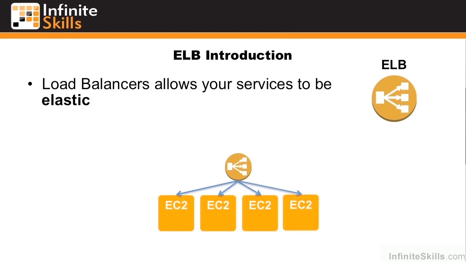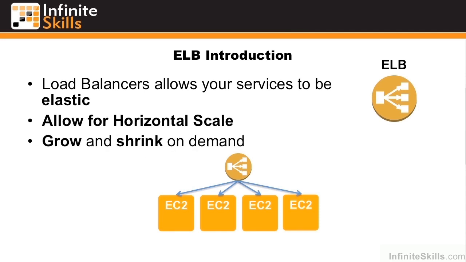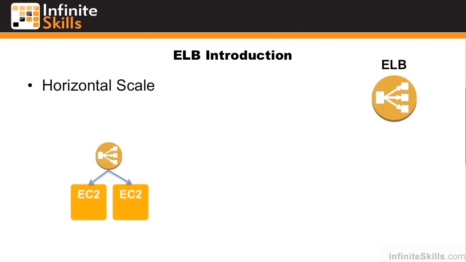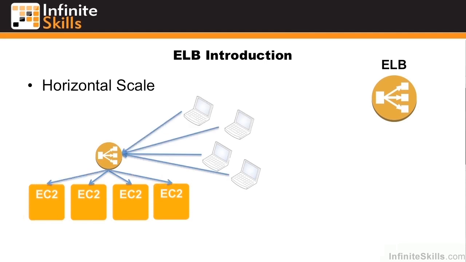Load balancers allow your services to be what we call elastic. They also allow for horizontal scale, which we'll talk about in a bit. This basically allows you to grow and shrink on demand. If we look at horizontal scale, here we have the Elastic Load Balancer at the top, with two EC2 instances behind it, which is great for a single user. But when many users come and hit the site, we can simply grow out more EC2 instances.